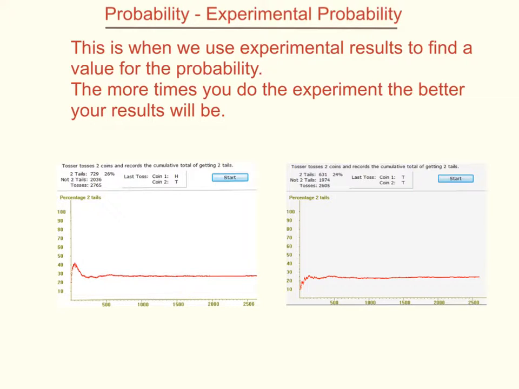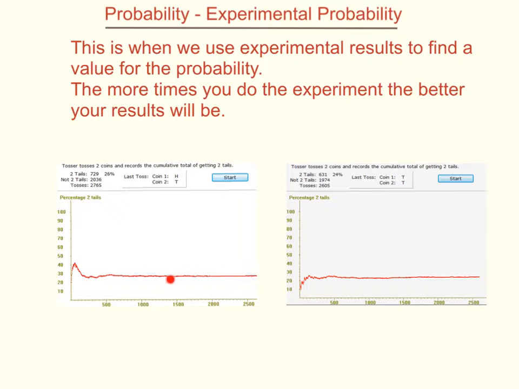It doesn't matter how many times you run the computer, the start can be up and down all over the place and very unreliable, but eventually it will settle down to 25%. And that's one of the key things about doing an experiment. The more trials you run, the more accurate your results will be at estimating the theoretical probability.